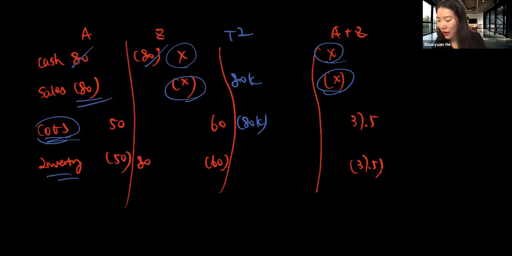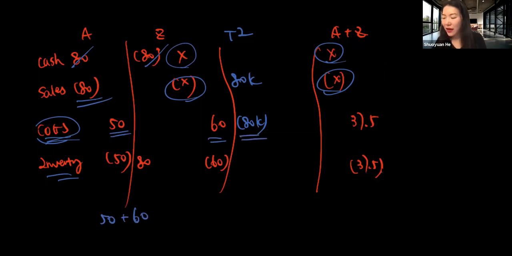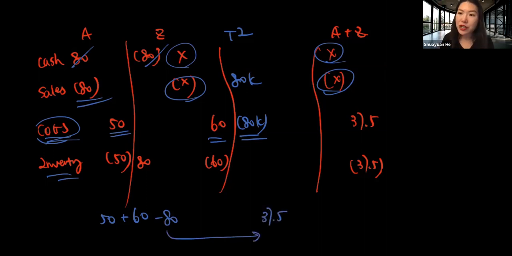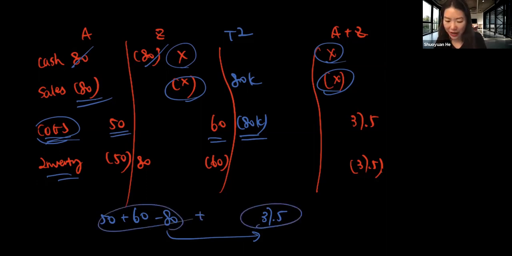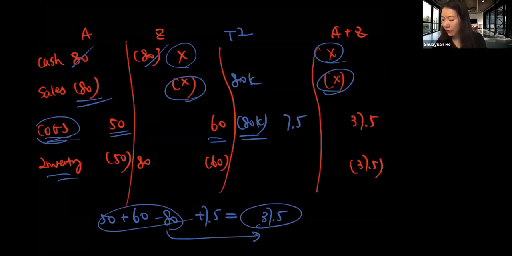Cost of goods sold: Arlington recorded 50, Zirkin recorded 60, and the TR entry takes out 80. And we need to get to 37.5. So how much should we do here? In order to get from here to here, we need to add back another 17.5, right? So we debit cost of goods sold for 17.5.